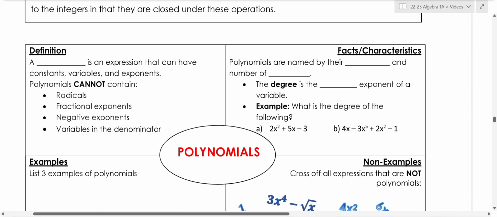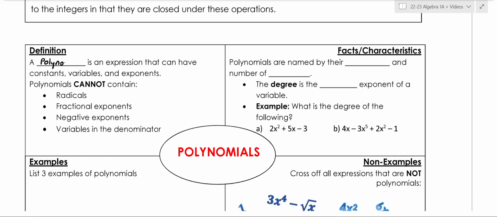The definition: a polynomial is an expression that can have constants, that means it doesn't have to, okay? But it can have one of them or all of them: constants, variables, and exponents.